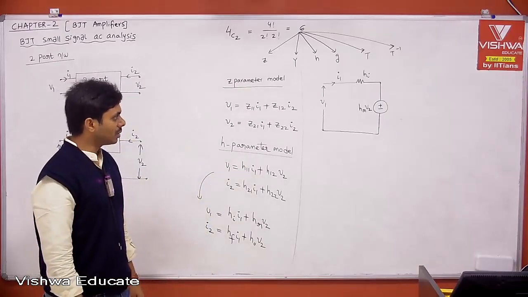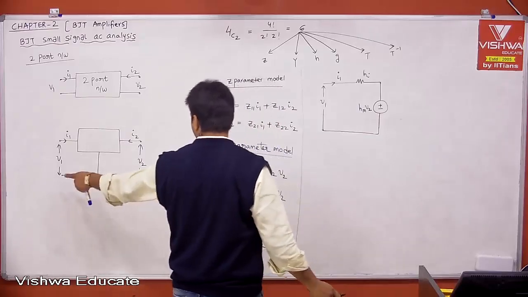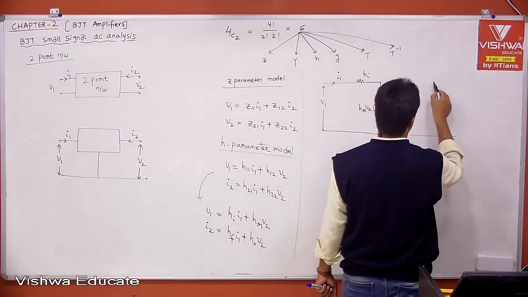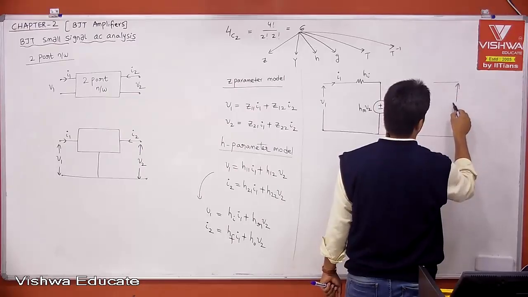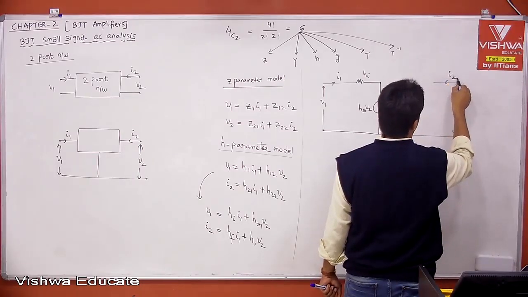That is fine. Now similarly let's write the output current equation. And remember, one terminal is common for both input and output. Therefore this terminal is common for both input and output. And this is your output voltage V2. And this is your output current I2.